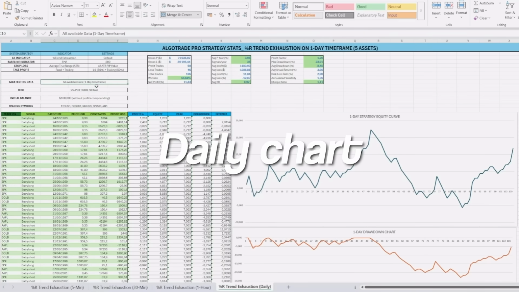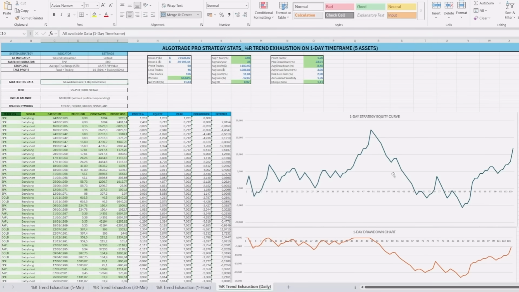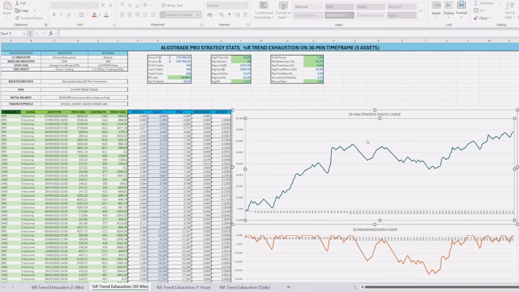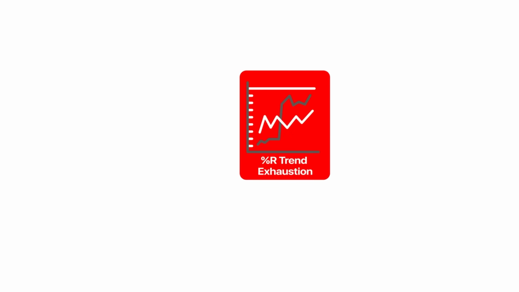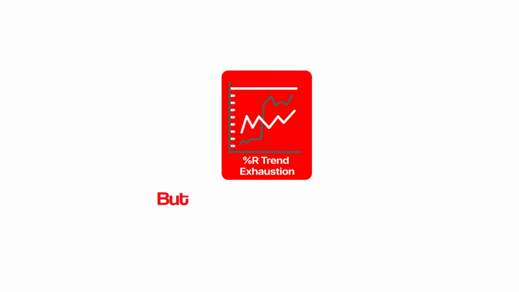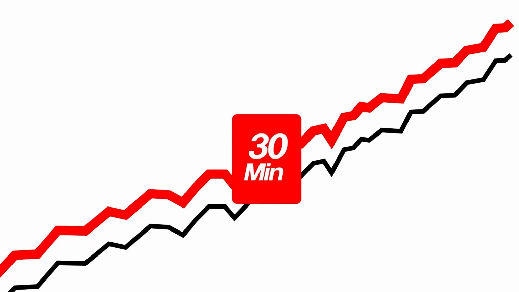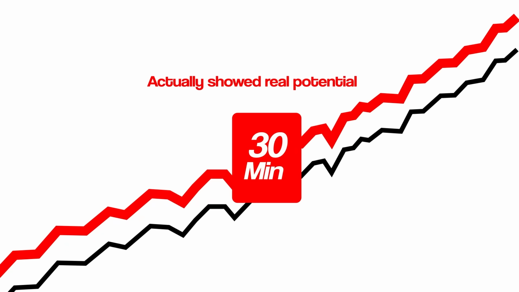And finally, on the daily chart, the strategy delivered average performance overall. Lower trade frequency, slower movement, and more stable behavior than the lower time frames, but nothing compared to the 30-minute results. So the final conclusion is, this indicator is not some magical holy grail, but it is also not useless at all. In certain conditions, especially on the 30-minute chart, it actually showed real potential.